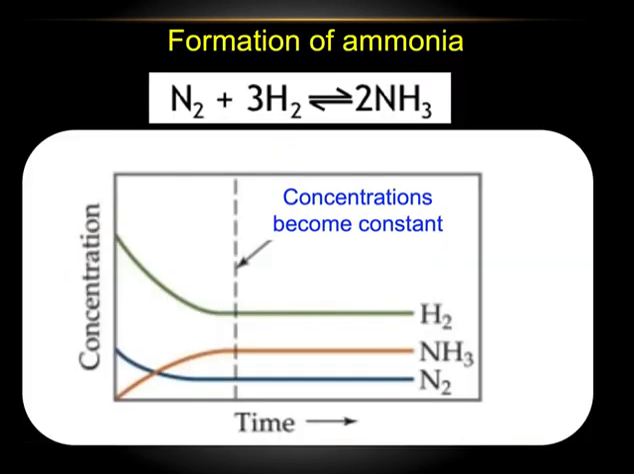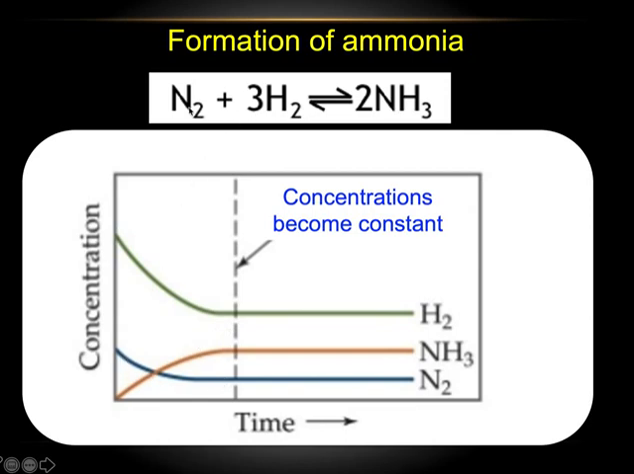Let's take a third example. This is the very famous Haber process for formation of ammonia. One molecule of nitrogen and 3 molecules of hydrogen combine to give you 2 molecules of NH3. Here again, if you follow this reaction and look at the concentrations as a function of time, we find that the concentrations of H2 and N2 both decrease as a function of time. Also note that one molecule of N2 reacts while 3 molecules of H2 are consumed, so H2 will be decreasing much faster as compared to N2.